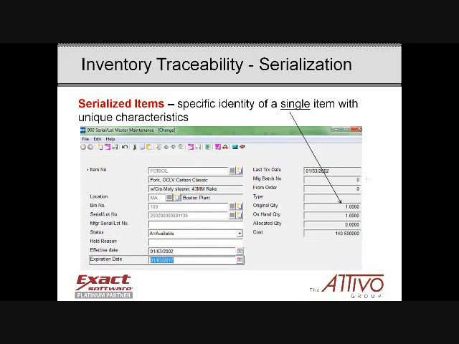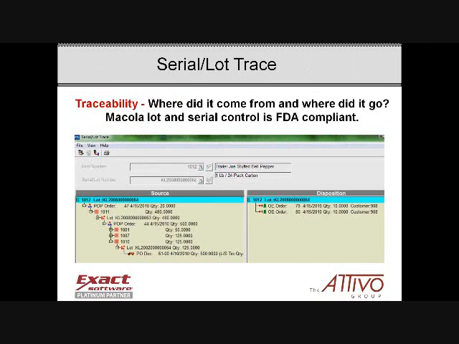Serialization is, as I mentioned, like lot control, except that it's a single item. That's the only difference. It's most widely used when you have, say, warranty tracking, or items which have specific test results per unit. So if we're testing electrical components, each unit may have a different value, and so obviously you would serialize those rather than lot control those items, so we can capture those individual test results. The serial lot trace function is very powerful.